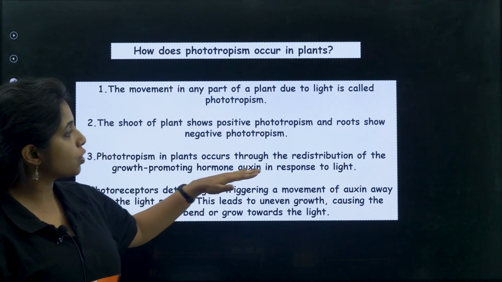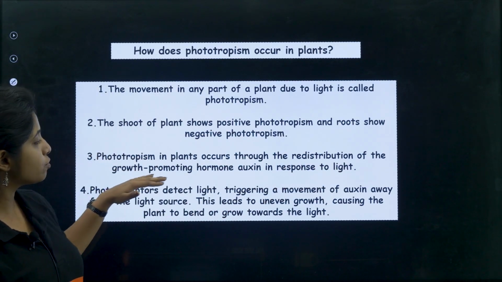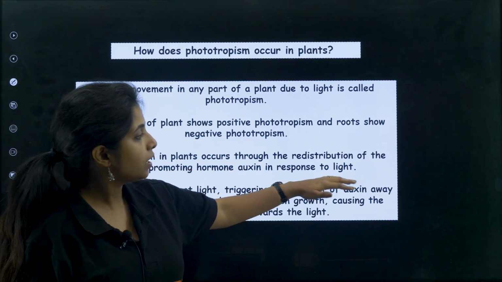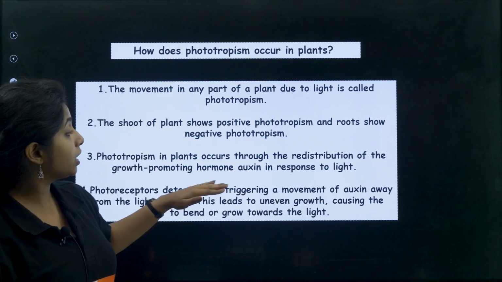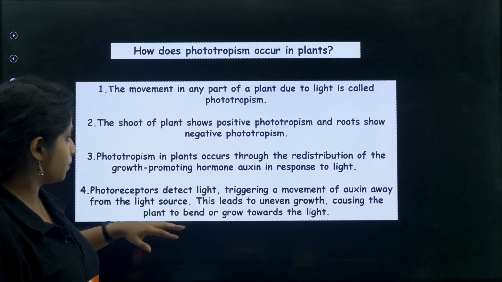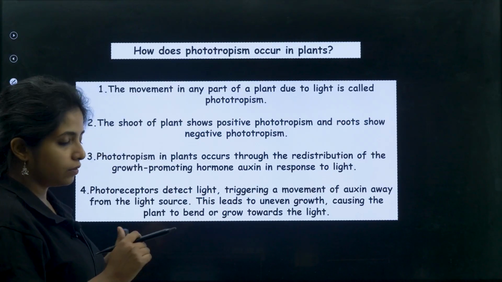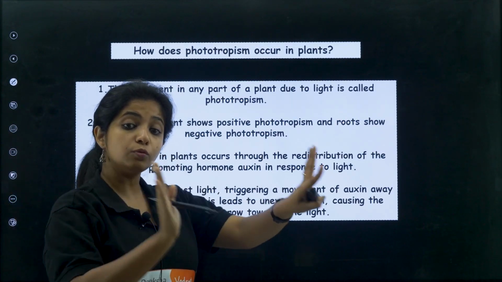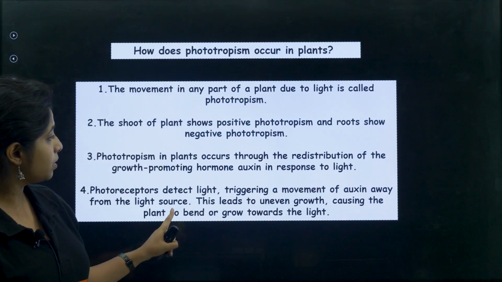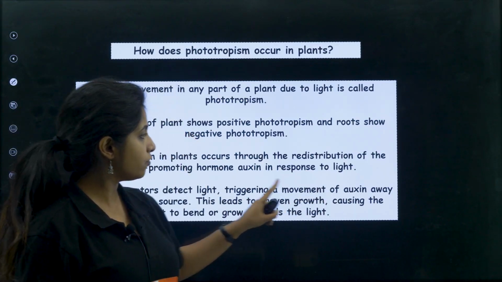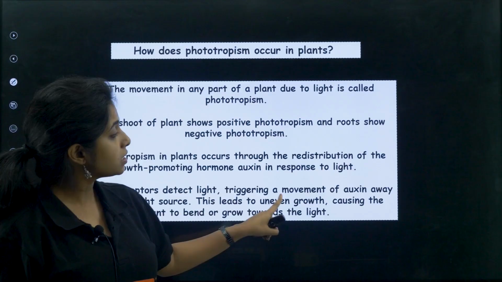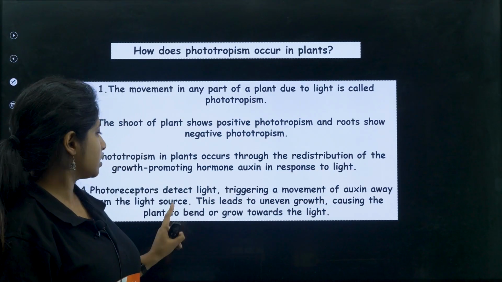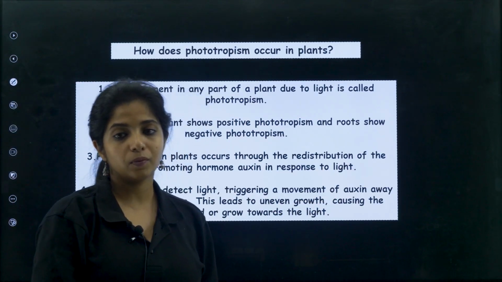So phototropism in plants occurs through the redistribution of the growth promoting hormone, that is auxin, in response to light. Photoreceptors detect light, triggering a movement of auxin. So there are photoreceptors which will take the light, and that is the one that will tell the auxin to move towards that side. So photoreceptors detect the light, triggering a movement of auxin away from the light source. This leads to uneven growth, causing the plants to bend or grow towards the light.